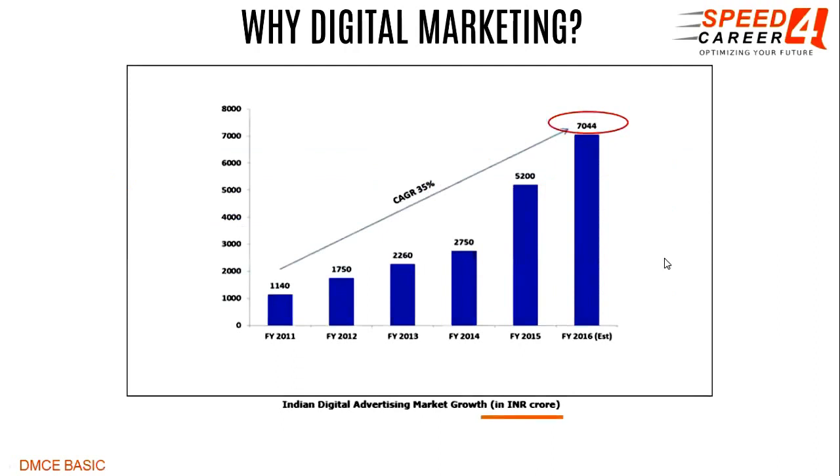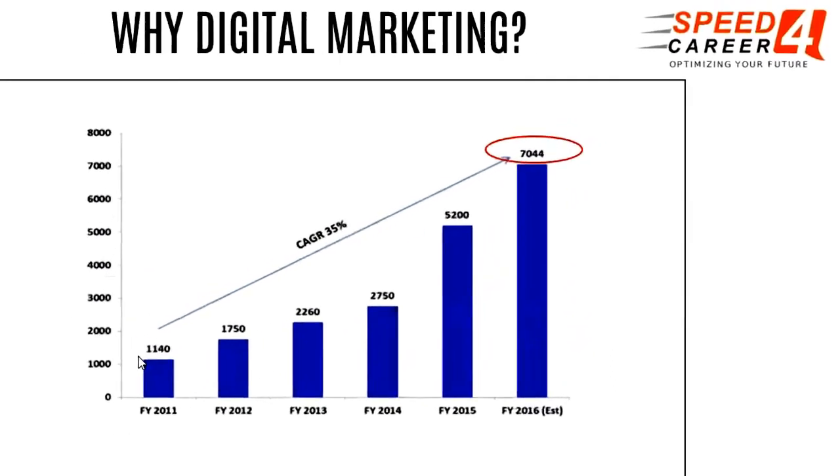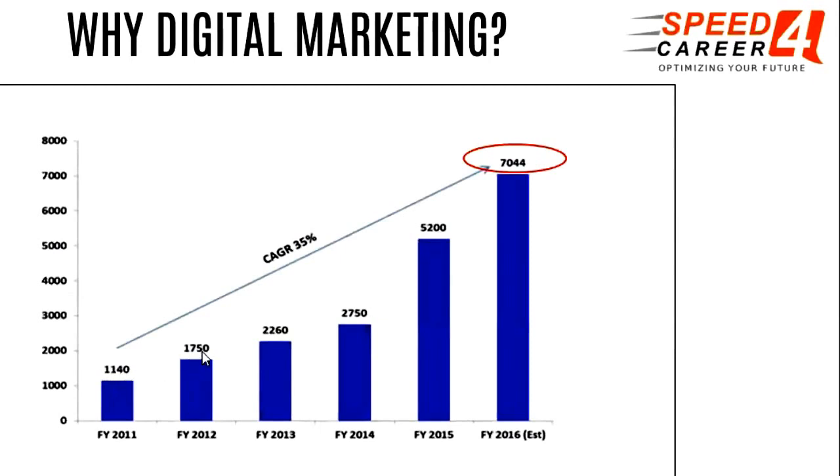This is a graph shown to you from 2011 to 2016, that is last year. And these values, like 1140, 1750, or this 7044, are numbers in crores, INR, Indian rupees, in crores. In 2011, 1140 crores was the investment in digital marketing in India.